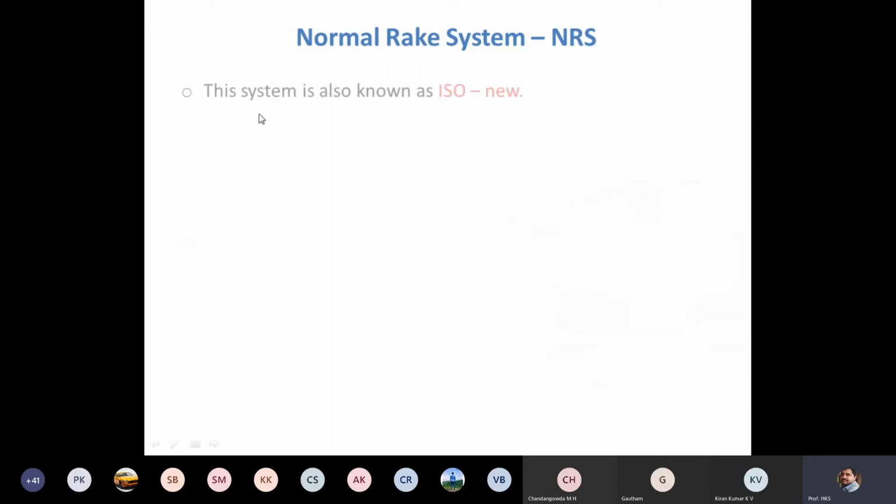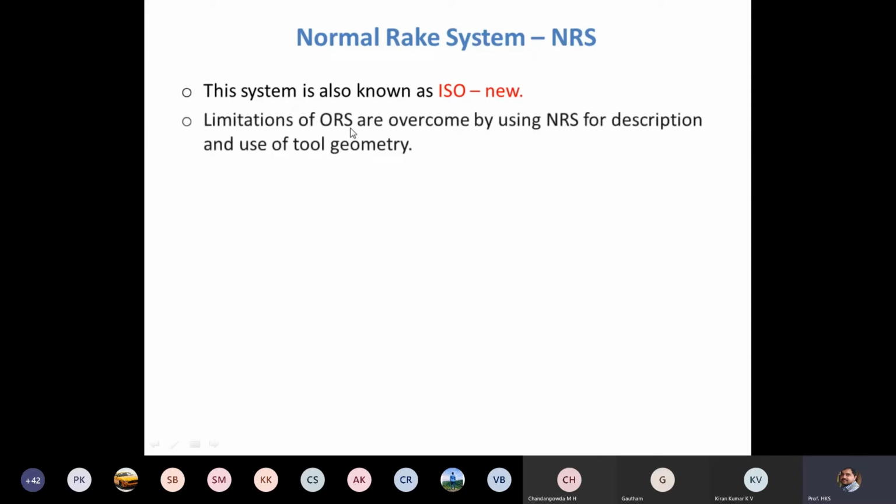We are going to discuss the normal rake system. This system is known as ISO new, whereas the orthogonal rake system is known as ISO old. Normal rake system is known as ISO new. Limitations of the orthogonal rake system are overcome by using the normal rake system for description and use of tool geometry.